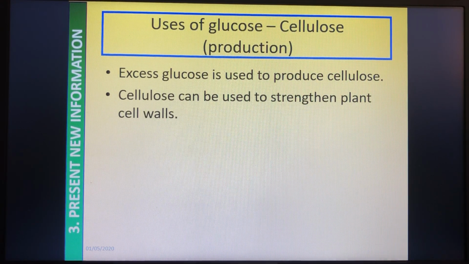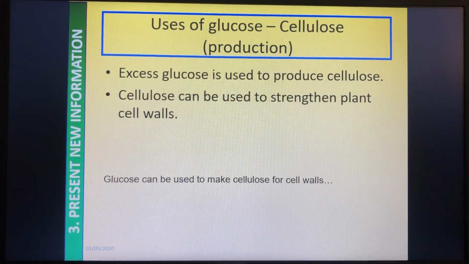Okay, then we've got cellulose production. I said that cellulose was important for cell walls. It strengthens the cell wall, and the cell wall in the plant or any plant is rigid, helps keep its shape, so it's fixed, it's quite strong, and the cellulose helps that.